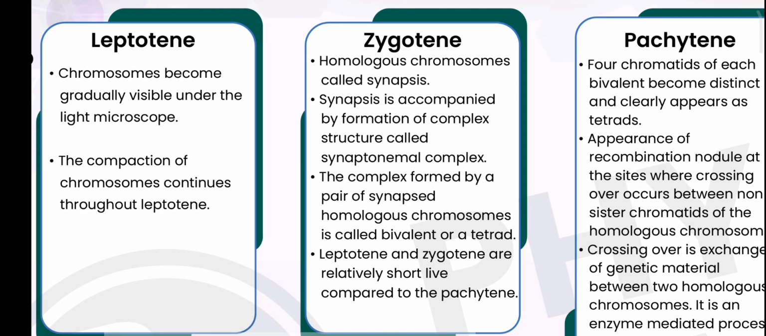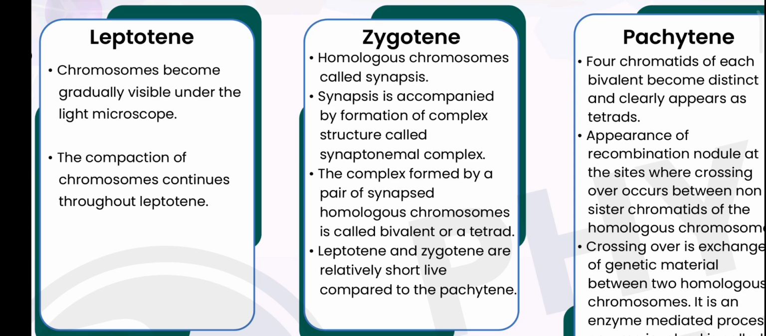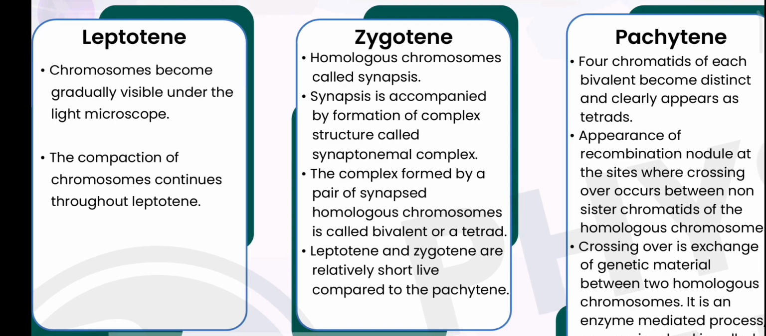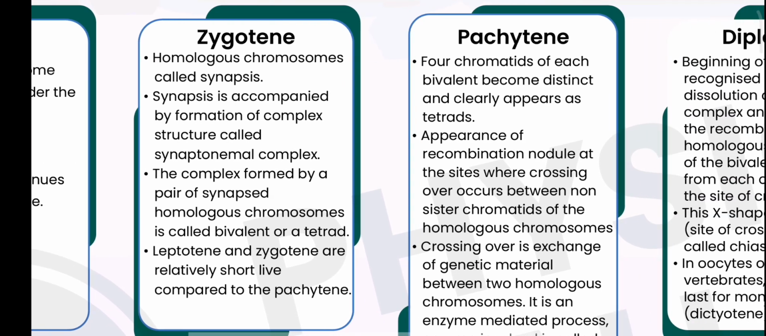Zygotene. Homologous chromosomes undergo synapsis. Synapsis is accompanied by the formation of a complex structure called the synaptonemal complex. The complex formed by a pair of synapsed homologous chromosomes is called a bivalent or a tetrad. Leptotene and zygotene are relatively short-lived compared to pachytene.